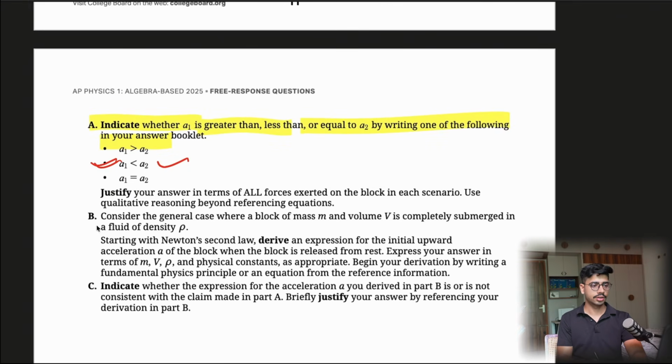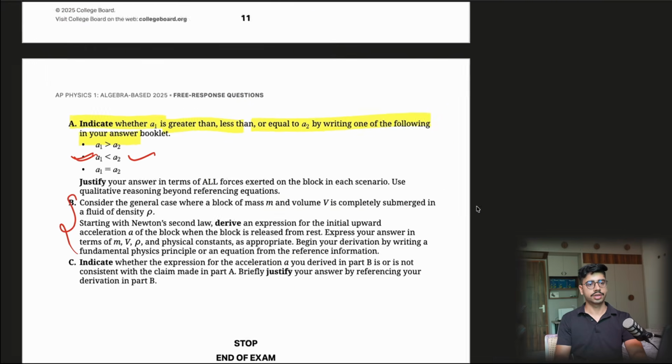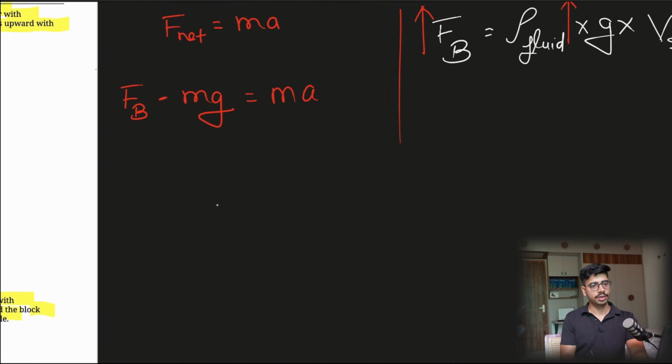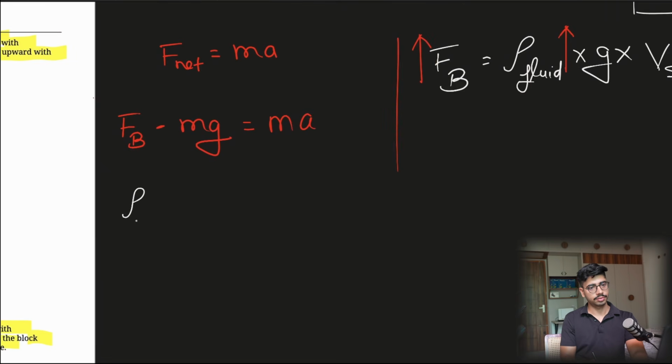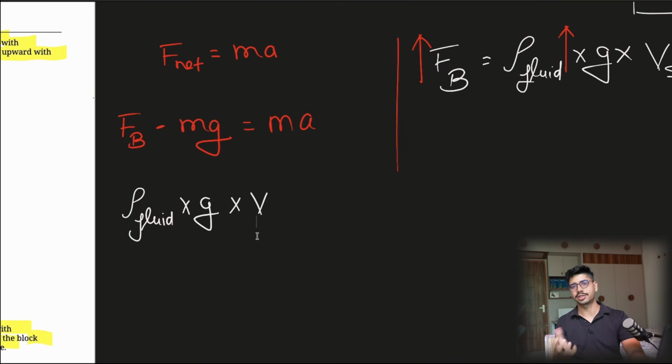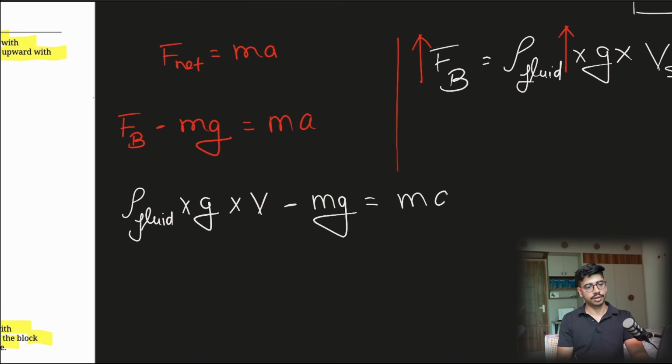Now, in the next case, they are saying to apply Newton's second law and derive the relation for the acceleration. So let's complete that one. FB, let me plug in the values. The density of the fluid times g times V of the object, because it is fully submerged right now, minus mg. We have to calculate the acceleration initially, when it is released, equal to ma, the mass of that one.